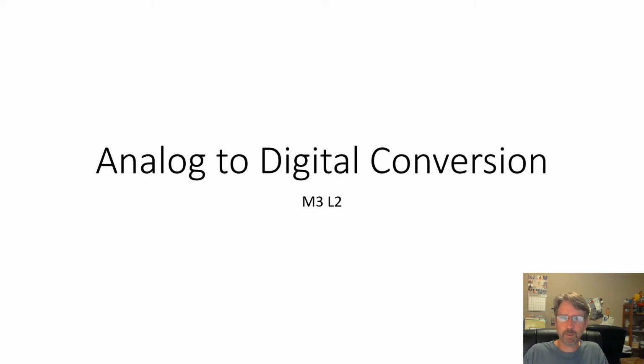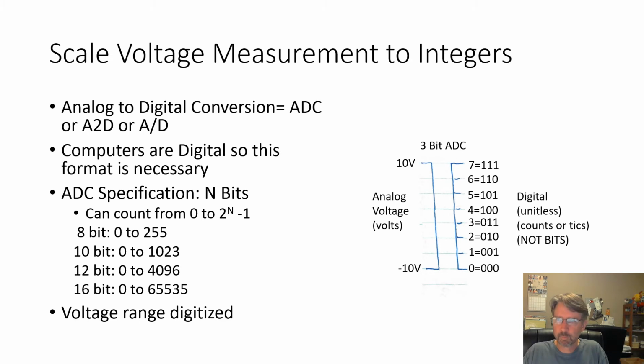All right, so now we're going to talk about Chapter 4, which has analog to digital conversion. So the basics of analog to digital conversion, which is abbreviated ADC sometimes, A2D for analog to digital, A/D, it depends on where you're reading it, was we're taking a variable voltage input and we're converting it to a digital number. So digital is how computers store numbers, so that's the reason we have to do this conversion.